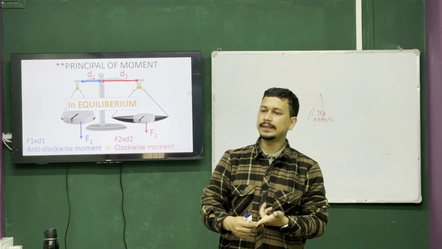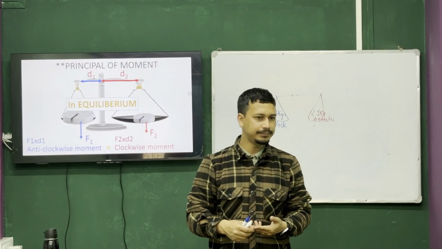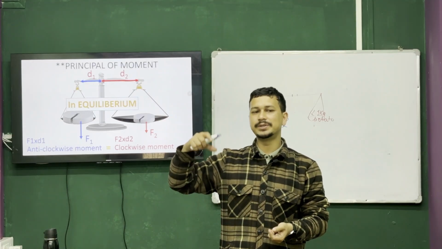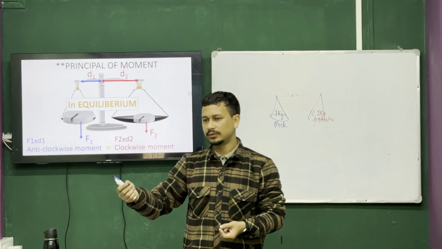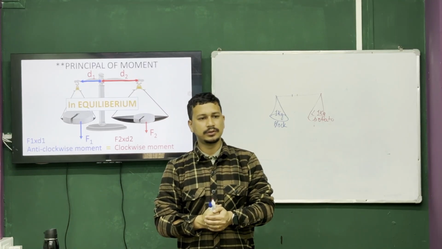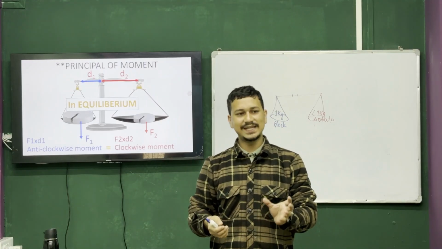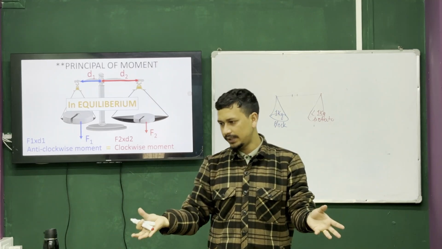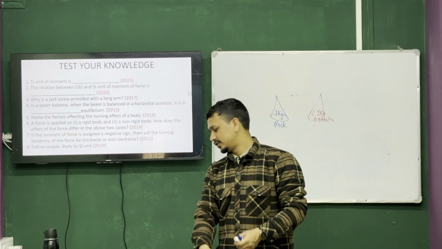And then what did we learn? Equilibrium. In equilibrium, what are the two types of equilibrium? Static and dynamic. For static, the body must be in the state of rest. For dynamic, the body must be in the state of motion. Very good. And then lastly we learned the principle of moment, which says that in equilibrium, the clockwise moment must be equal to the anti-clockwise moment. Okay. So these are your questions.